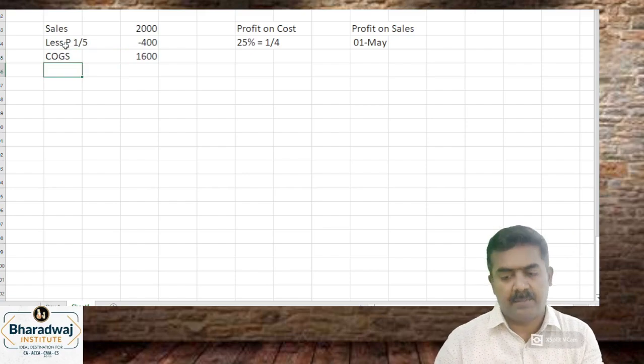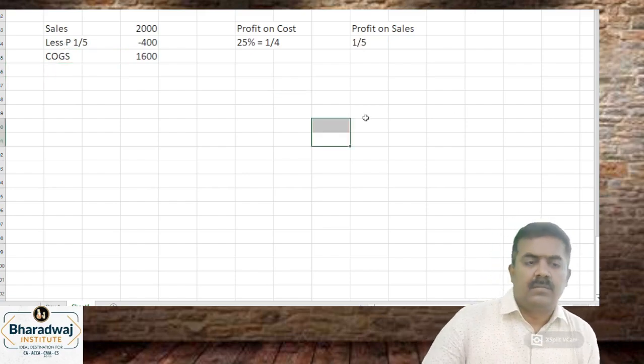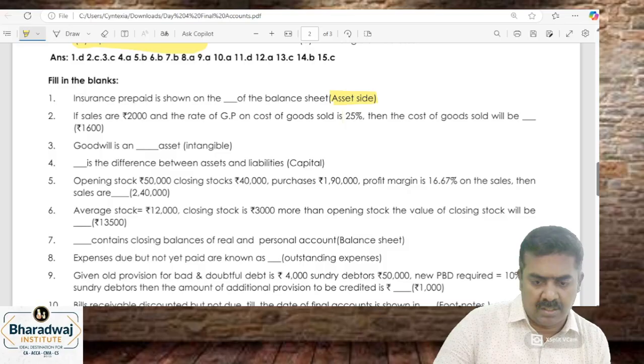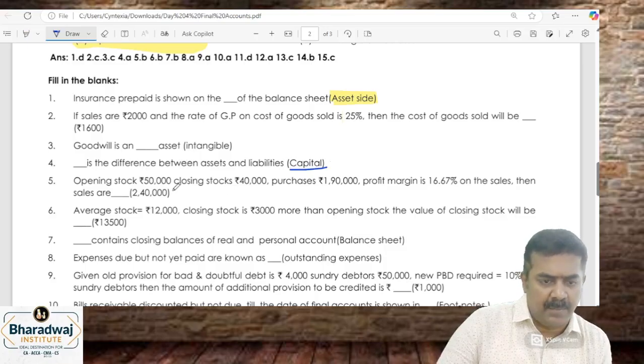Take this up. Any doubt in it? 1/4 on cost, 1/5 on sales. Sales minus profit will give us which one? Cost. Next part. Goodwill is an intangible asset. Assets minus liabilities is capital.